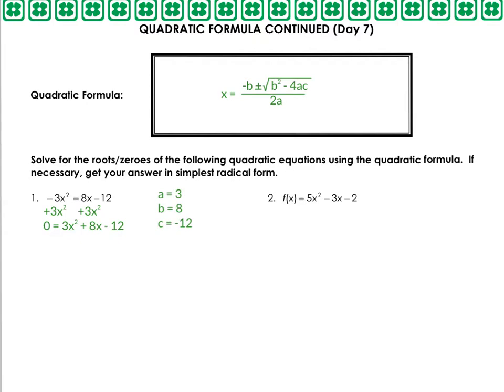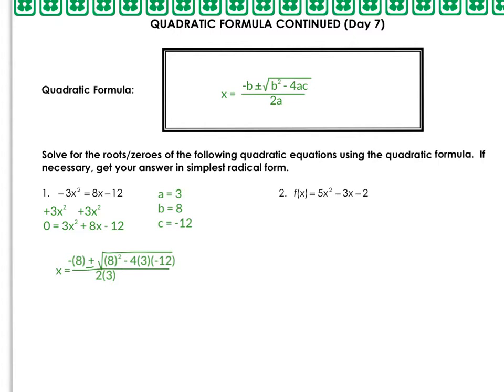Okay, so once I do that, I get 0 equals 3x squared plus 8x minus 12, and then I have it in standard form. So off to the side, I wrote down that a equals 3, b equals 8, and c equals negative 12. I got that all from the standard form of a quadratic equation. And then I can go ahead and sub them all into my quadratic formula. Okay, so then I've filled in the negative 8 plus or minus the square root of 8 squared minus 4 times 3 times negative 12, all divided by 2 times 3. Then I simplify. So negative 8 just makes it negative 8.